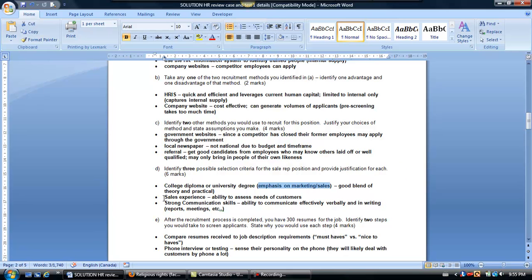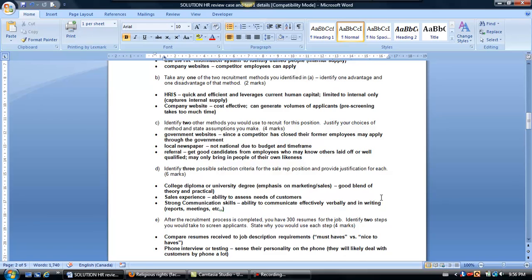You'd probably want them to have some level of sales experience, and why you would want to have that is to assess, they would have an ability to assess the needs of the customer. They may not totally understand your product, but at least they would know how to close the sale. They might have some experience in selling, right, and negotiating with customers. You'd also want them to have strong communication skills. And again, the advantage to that would be they could communicate effectively, verbally, and in writing. So they would be able to write reports. They would know how to conduct themselves in meetings, that kind of thing.